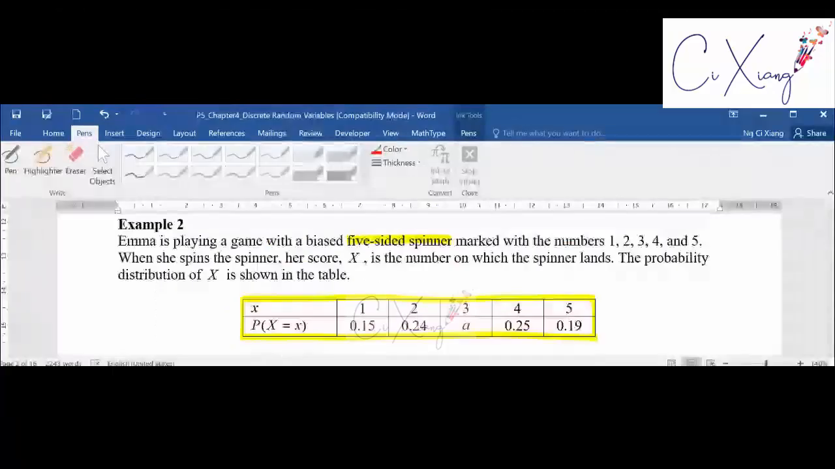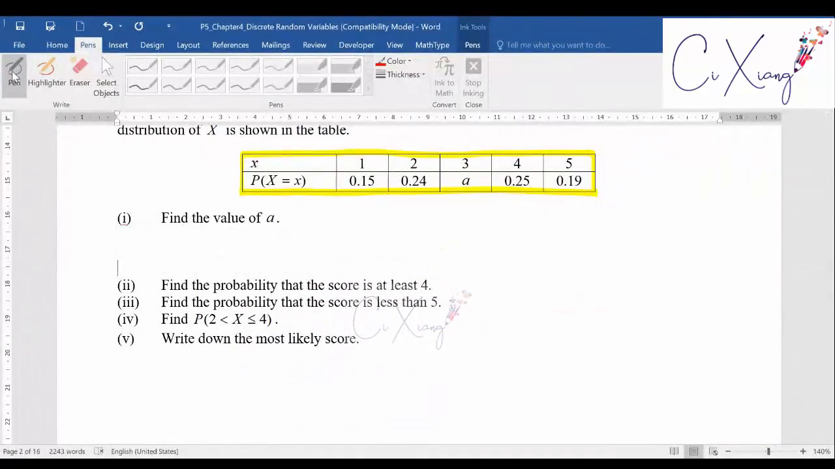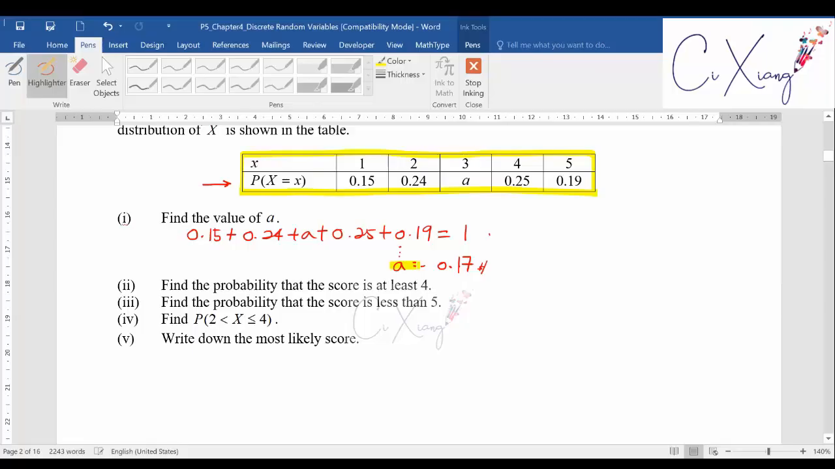First, they want you to find the value of a. This is very easy. You use the concept that you learned just now: when you add all the probabilities together, it always equals 1. So 0.15 plus 0.24 and so on, add all the probabilities together and it equals 1. Eventually you should get the value 0.17. By using this concept, you can get the value of a.